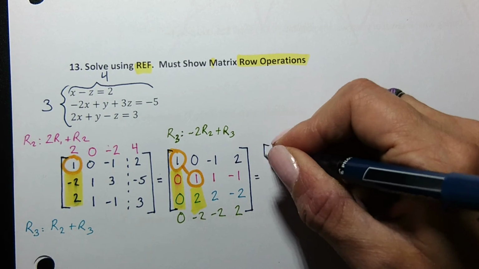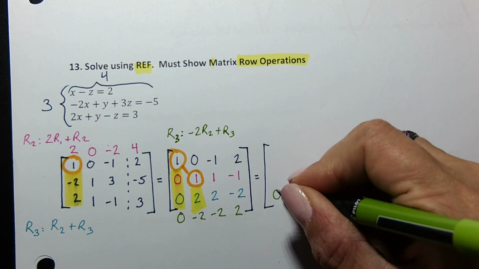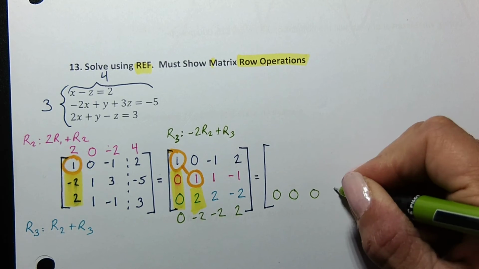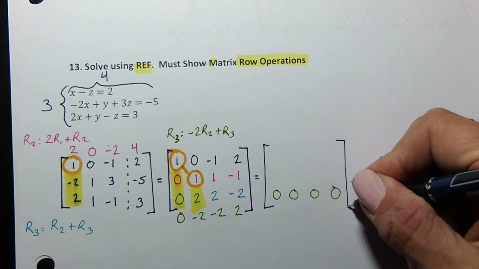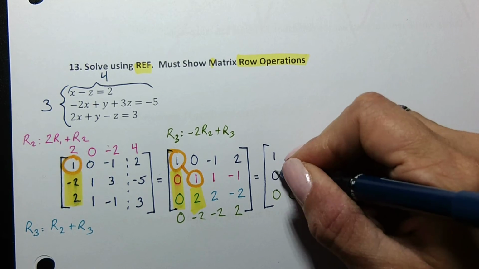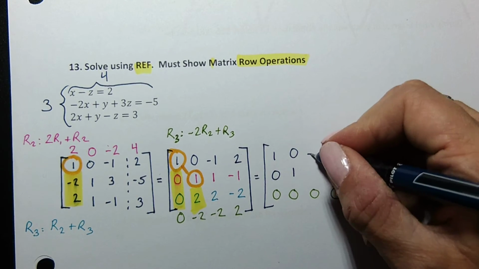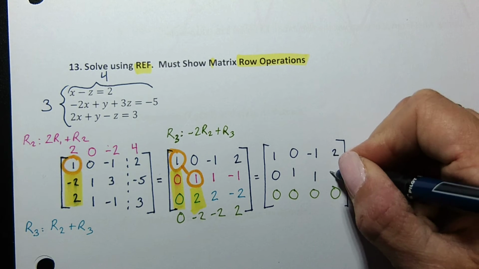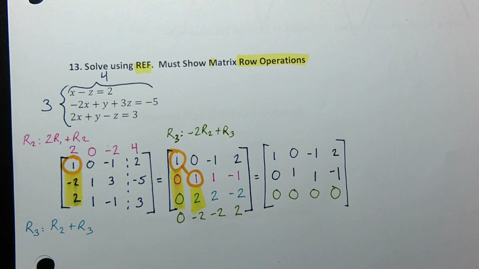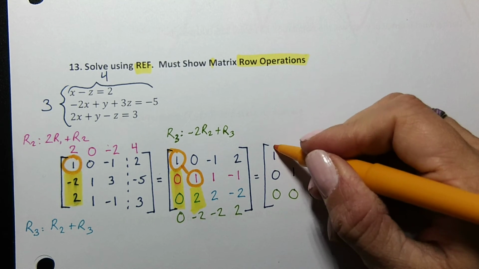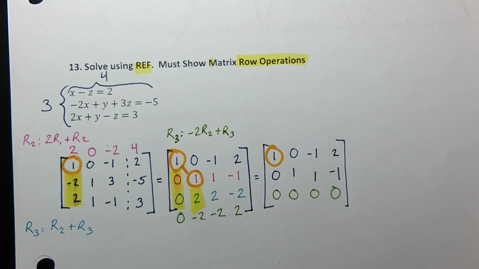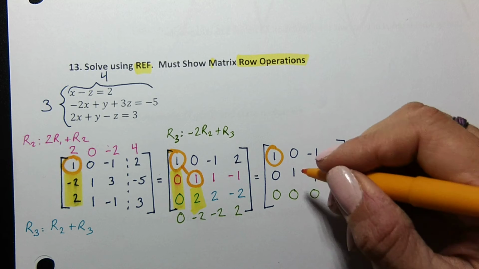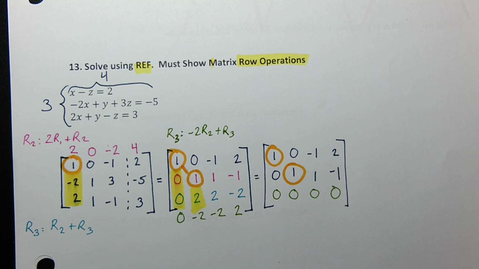So what happens next? 0 and 0 and 0 and 0. Uh-oh. We didn't do anything wrong, but our row echelon form is a special case. What does getting that entire row of zeros tell me? I thought I heard someone say it. It's infinitely many solutions. So my variables all canceled and I got a true statement, 0 equals 0.